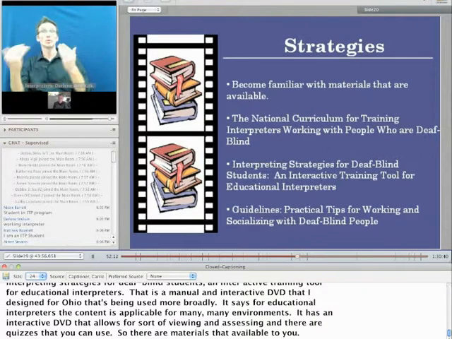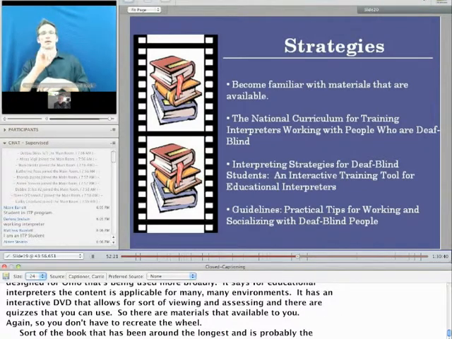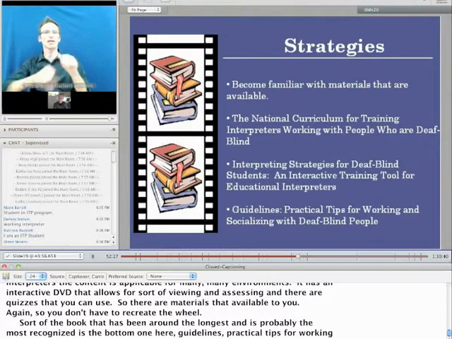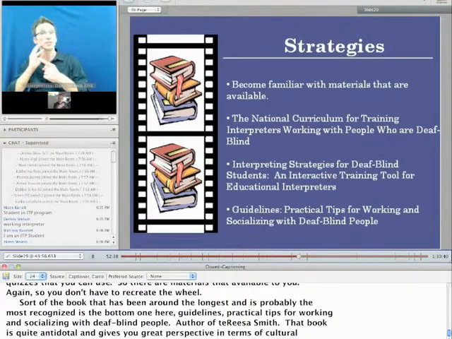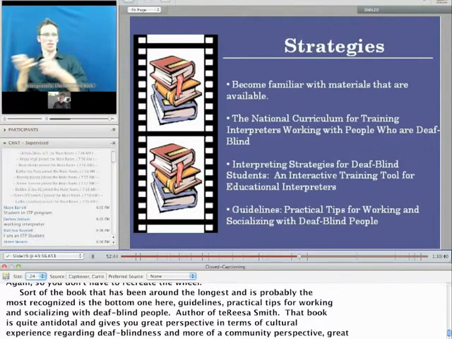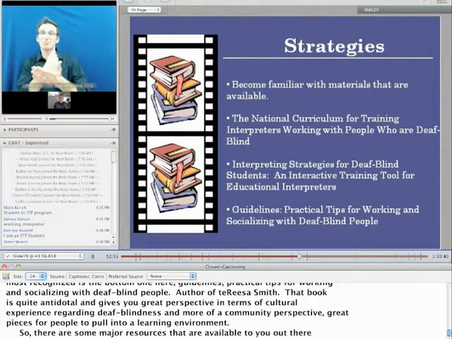And the book that's been around the longest and is probably most recognized is the bottom one here, which is Guidelines, Practical Tips for Working and Socializing with Deafblind People, written by Teresa Smith. While that book is quite anecdotal and gives you great perspective in terms of the cultural experience regarding deafblindness and more of a community perspective, great pieces for people to pull into a learning environment. So there are some major resources that are available to you out there that again, are there for free or very low cost that are pretty easy to access.